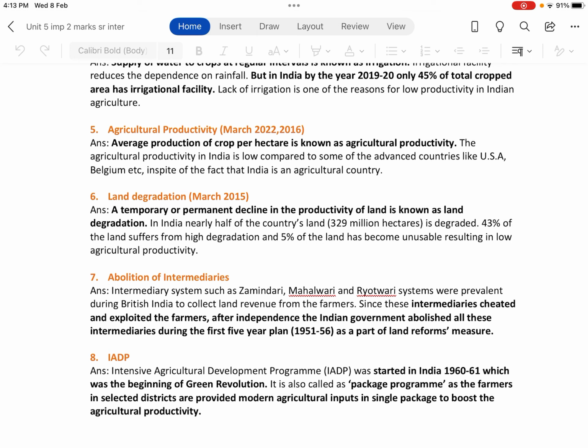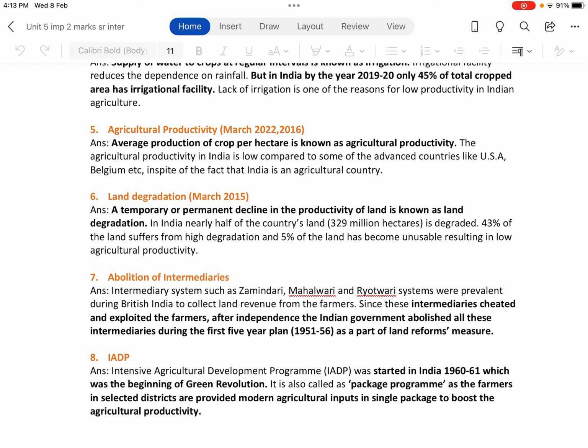So the soil will not be able to yield the same productivity as it was yielding before. That is what we say is land degradation. In India, nearly half of the country's land, that is 329 million hectares, is degraded. So out of the 329 million hectares, half of the country's land happens to be degraded.